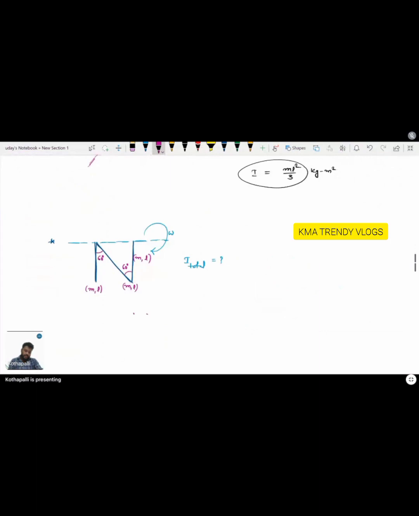Okay, see. Now, look, the axis is passing through its head, I mean, edge, end. This rod, if you see, is making an angle of 90 degrees.